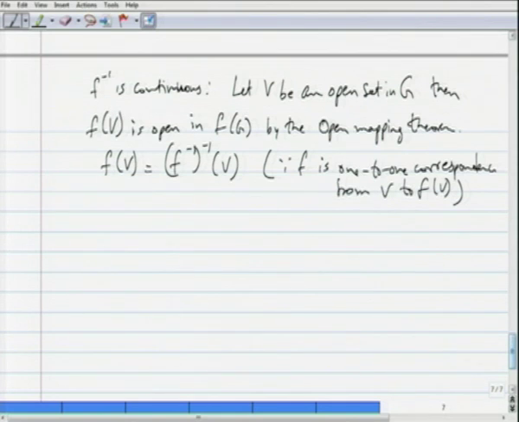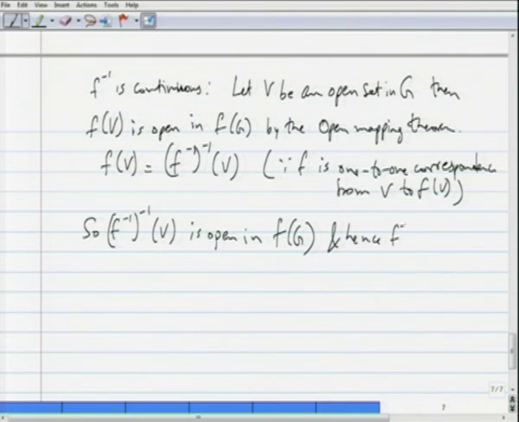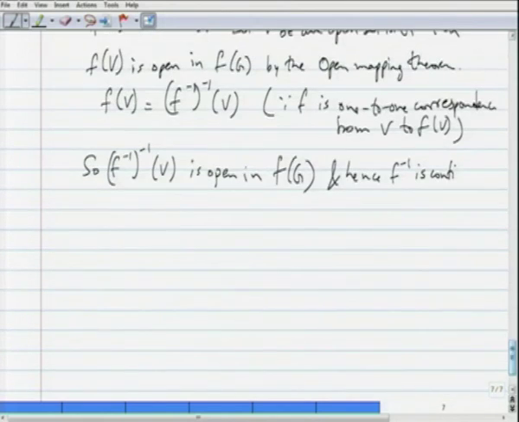Okay. So, the inverse image of V under f inverse is open in f of G, and hence that tells us that f inverse is continuous. We have shown that the inverse image of an arbitrary open set in G under f inverse is open in f of G. So, f inverse is continuous.